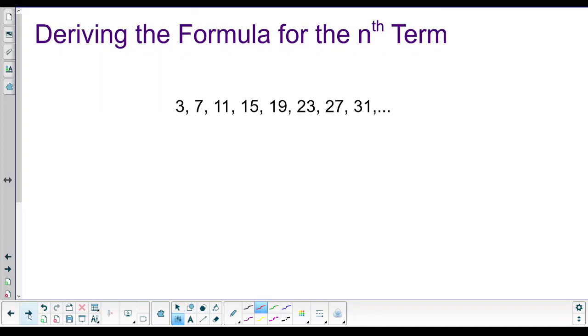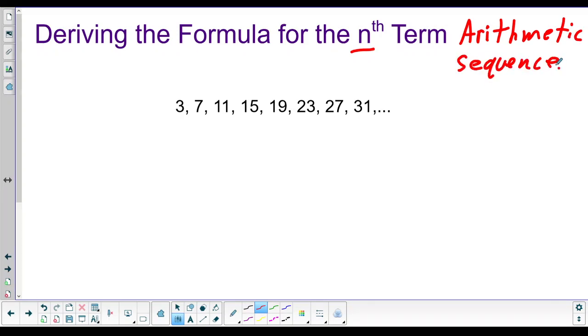So we want to start by talking about what the heck is an nth term, and then how do we find it for a sequence. So we're going to derive the formula for the nth term, and this one specifically is for the arithmetic sequence. In case that's not clear by the sequence here, in case you can't just look at this and tell, like big brains like myself.